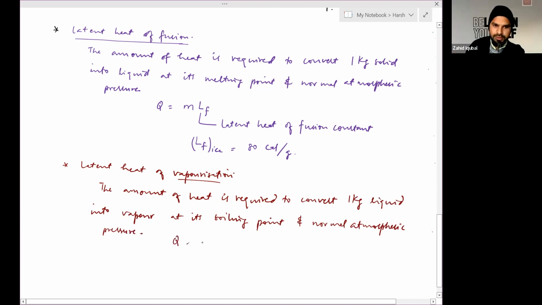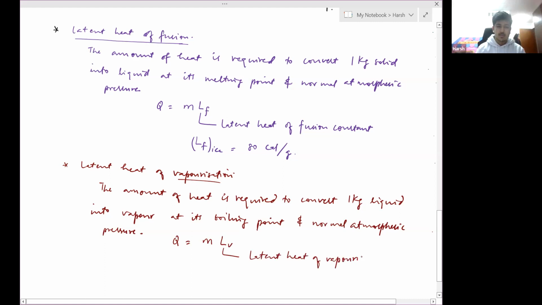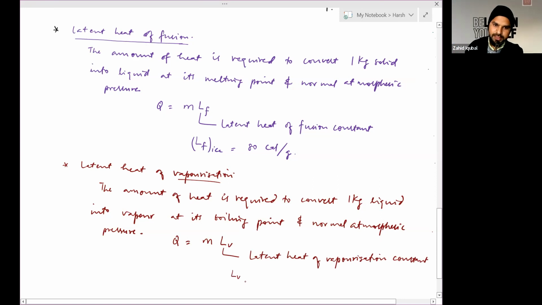So Q equals mass of substance times latent vaporization constant. So this L is called latent heat of vaporization constant. So latent vaporization in case of vapor is equal to 540 calorie per gram. Okay, just write it down. Then I'm defining how to solve.